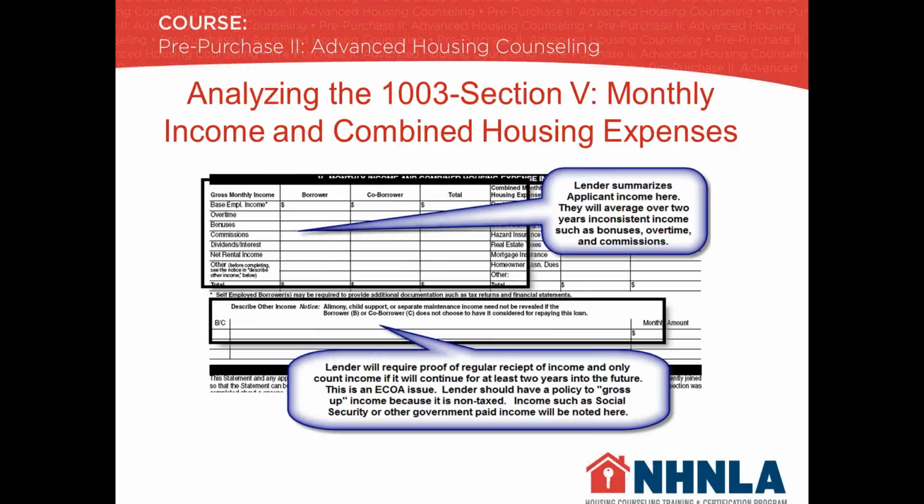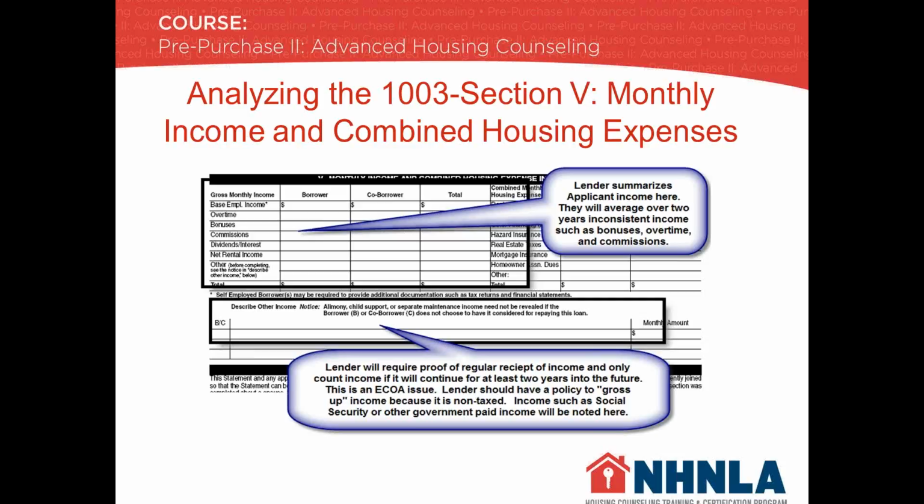If we go on to Section 5, this is where you're listing specific information about monthly income and combined housing expense. So this is where they're going to summarize. On the previous section, we got information on the sources of income. This section is going to be the numbers. Okay, so the lender's going to want to know how much income are you bringing in.